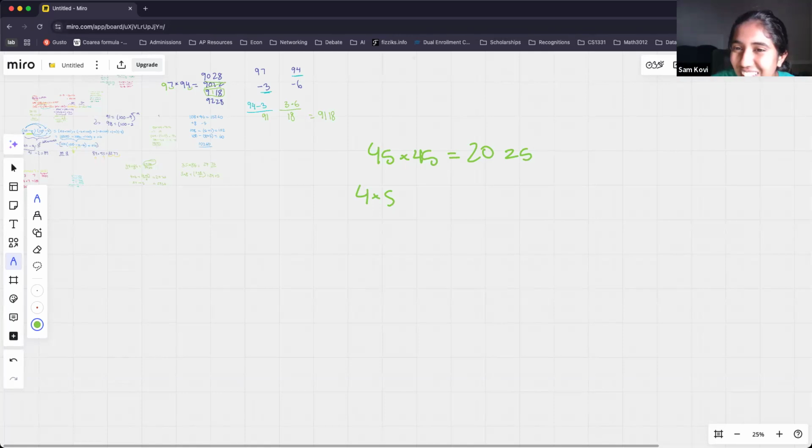I also realized a pattern about squares. 1 squared and 9 squared both end with a 1, and 2 squared and 8 squared both end with a 4. 3 squared and 7 squared end with a 9, and 4 squared and 6 squared both end with a 6, and then 5 squared is all alone. Yes, 5 is all alone.